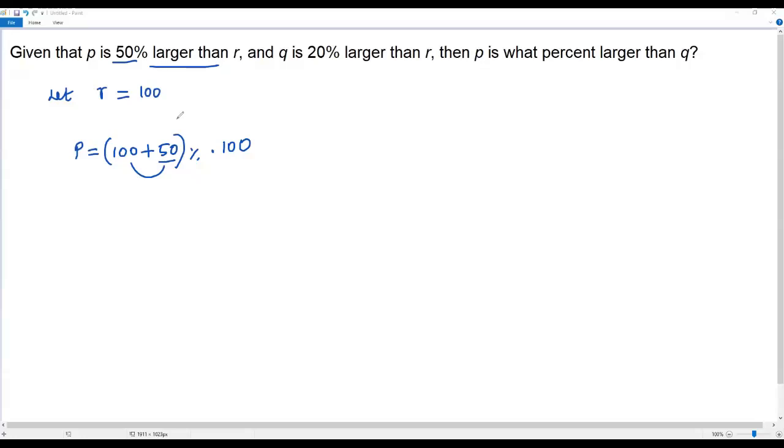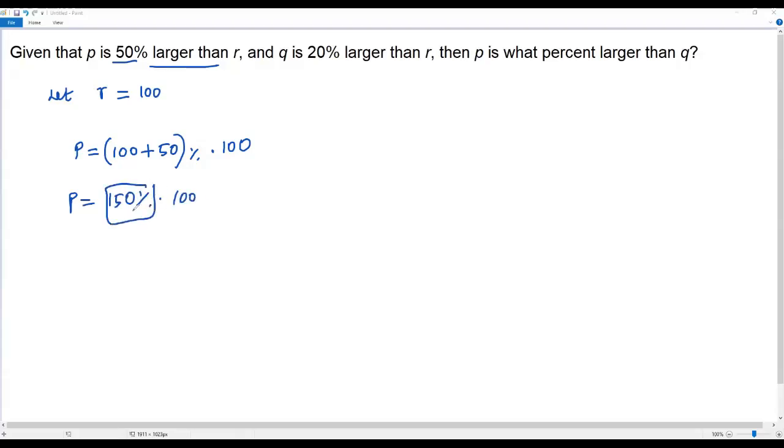What if it is less than instead of larger than? That means it will be decreased. In that case, I have to subtract over here. Okay, so since the value of R is increased by 50% to get the value of P, I'm adding 50 to 100% times the value of R. So 100 plus 50 will become 150% times 100.